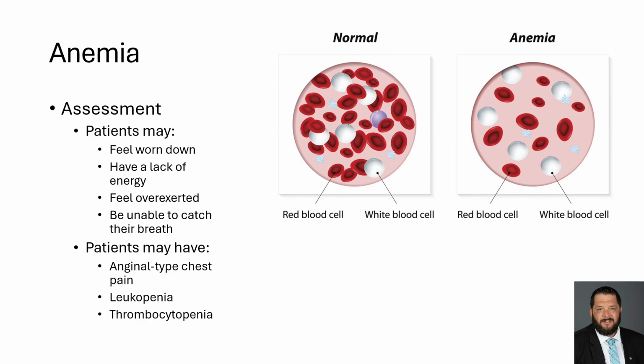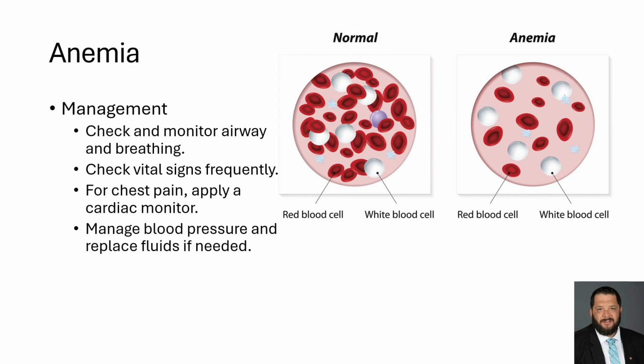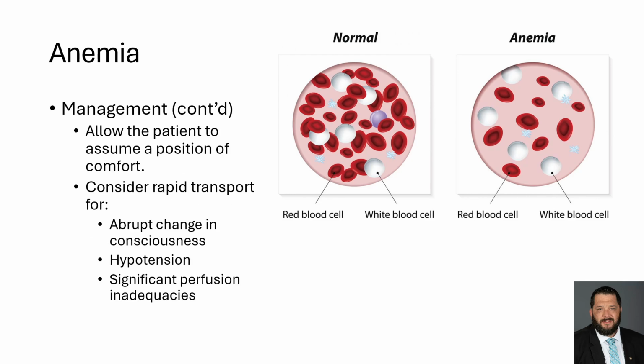It's also not uncommon for patients to complain of things like anginal type chest pain or chest pain that goes away at rest. Monitor airway and breathing as we do with all patients, and make sure we're assessing our vital signs frequently for these patients. For chest pain, we should apply the cardiac monitor and manage blood pressure and replace fluids for advanced providers if needed. Allow the patient to assume a position of comfort, and if there are abrupt changes in the level of consciousness, or if there's profound hypotension or significant perfusion inadequacies, you should consider rapid transport, and ALS interventions may be required.